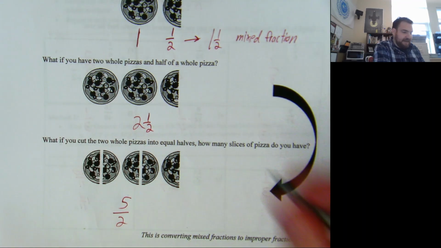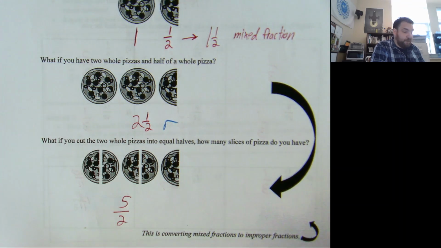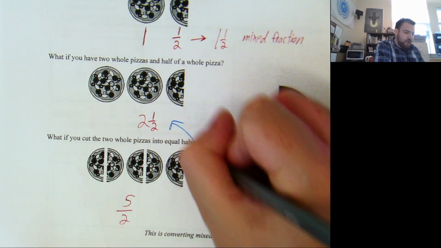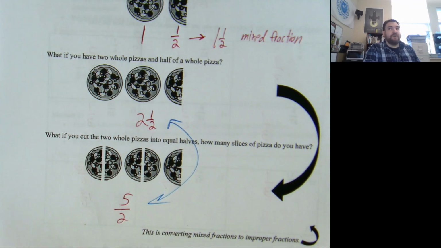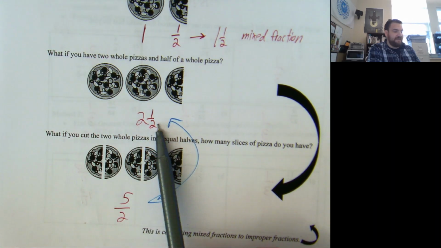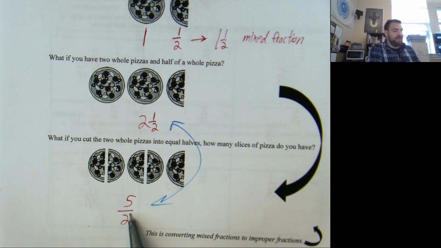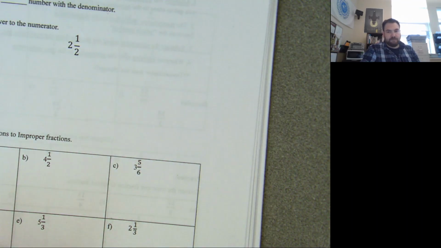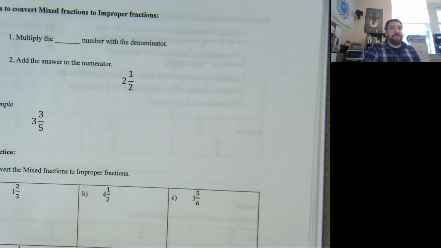And so what we're going to look at today as a review, because you've definitely done this before in middle school, we're going to review converting back and forth from mixed numbers, something like 2 1/2, to an improper fraction, 5/2. When you're ready, flip the page. So the technique for this is simple.